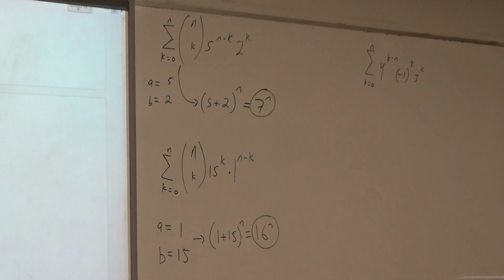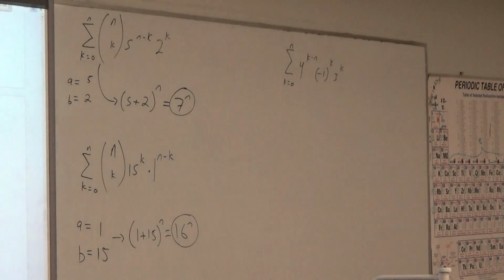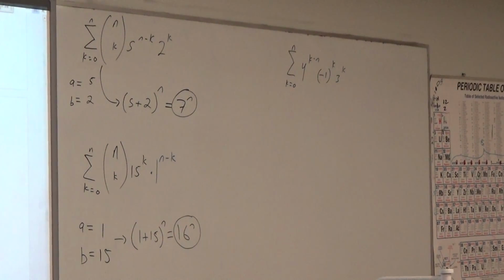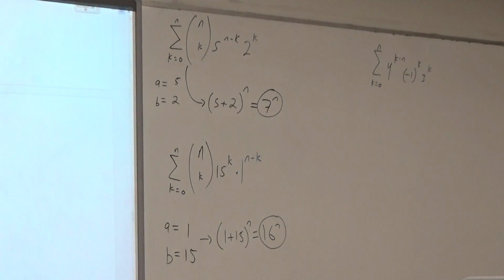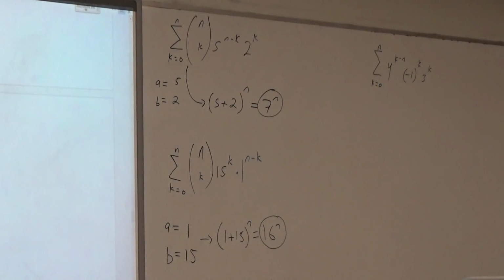Would we ever need to go the other way and turn 16 to the n into the series? I could think of some scenarios where you would, but I just can't see it being used too often. It's not really practical, so I wouldn't worry about it, quite honestly. This way I could see being useful, but the other way I can't really see being too useful, unless you have a really obscure problem that just happens to fit the binomial series. All right, other questions?